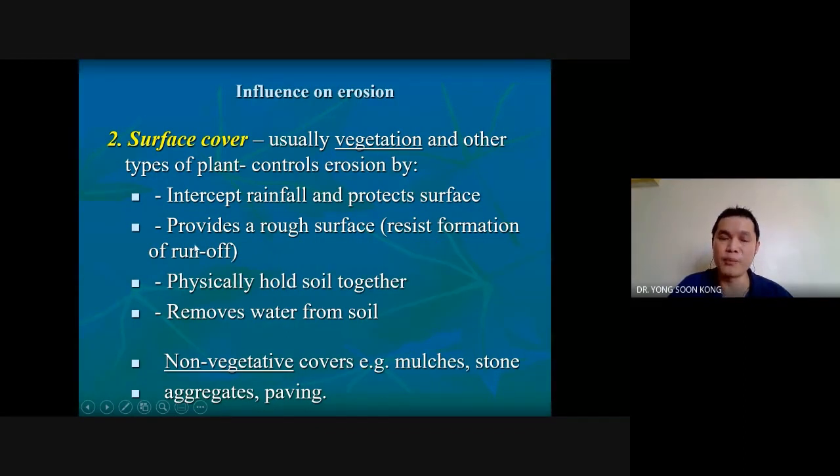They resist the formation of runoff, because runoff flows vertically, and when you have roots going on top, they stop it and it has to go around. So that reduces the velocity, actually. And then the third point, physically holds soil together.